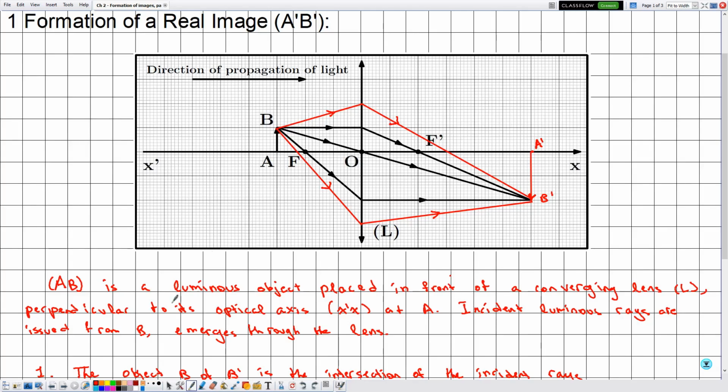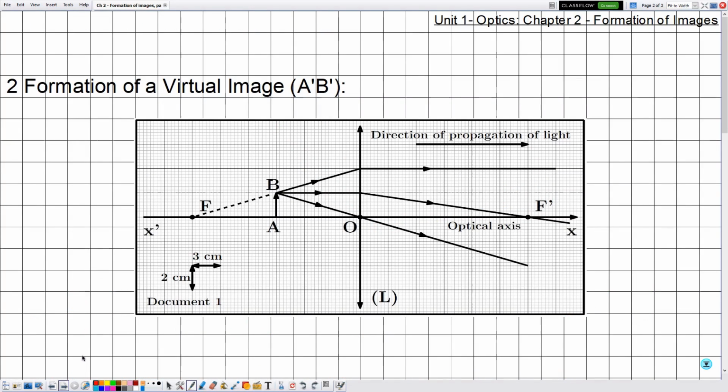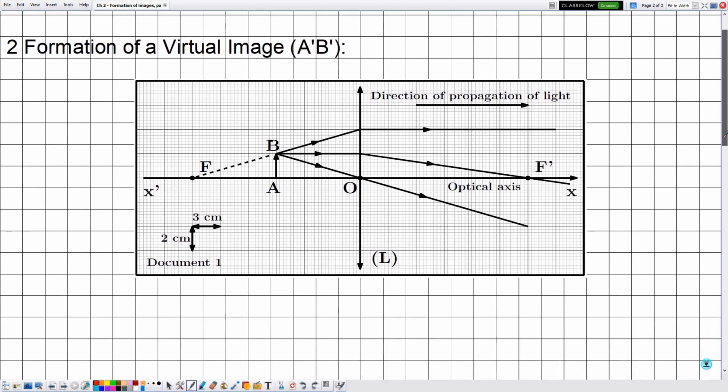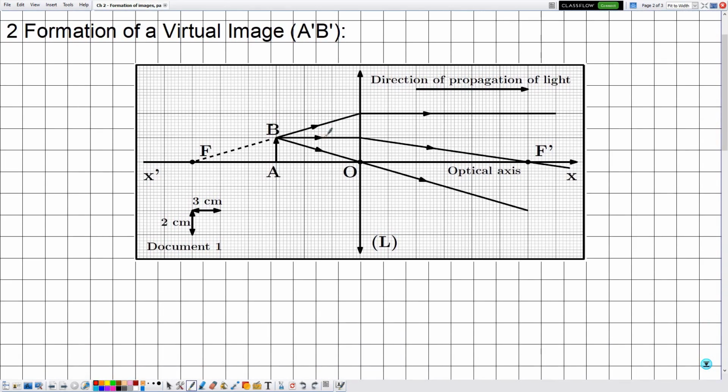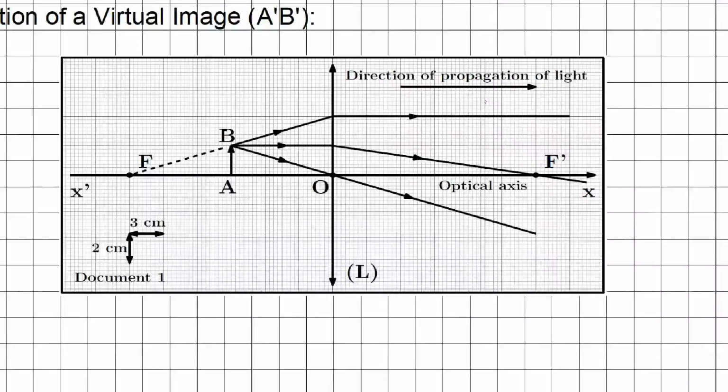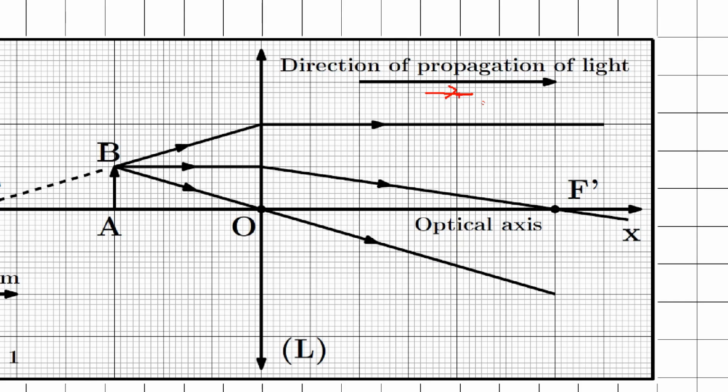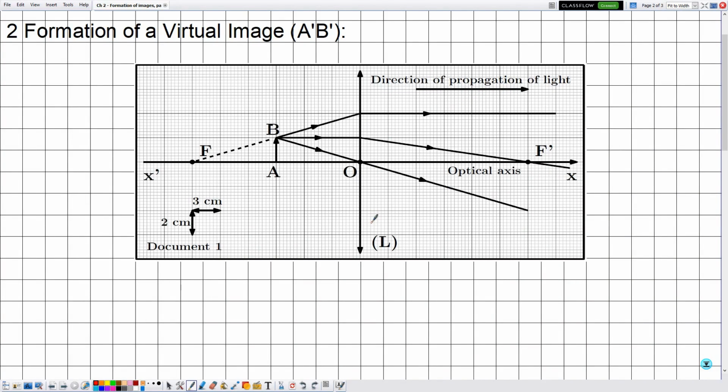Now let's check the formation of a virtual image. Here we have the optical system of a converging lens also, because we know that a converging lens can give a real image and a virtual image. Now we need to construct the virtual image given by this lens. So x prime x is the optical axis having the same direction of propagation of light, which is from left to right. And the lens here that we are using is a converging lens perpendicular to the optical axis at the optical center O. Now AB is a luminous object.